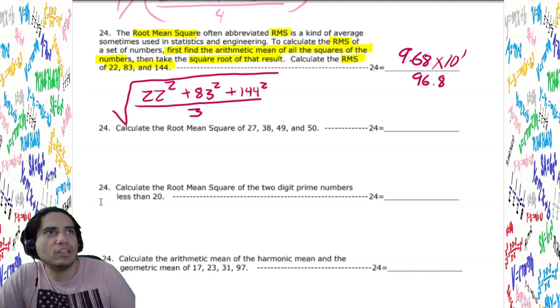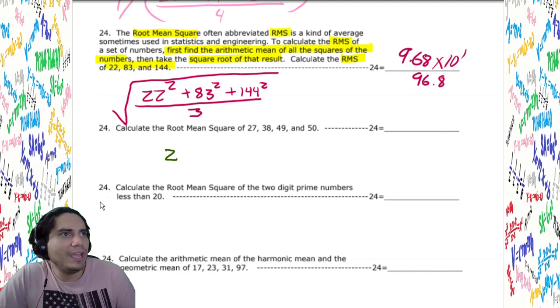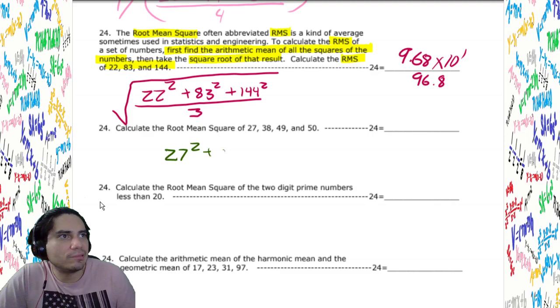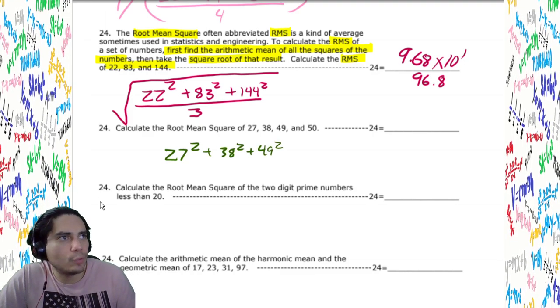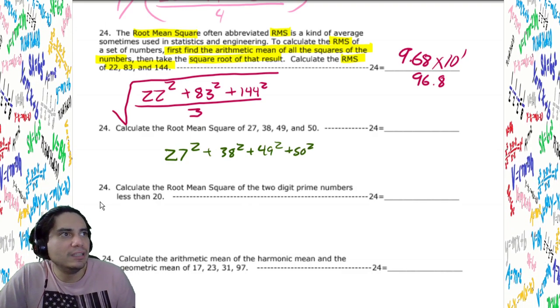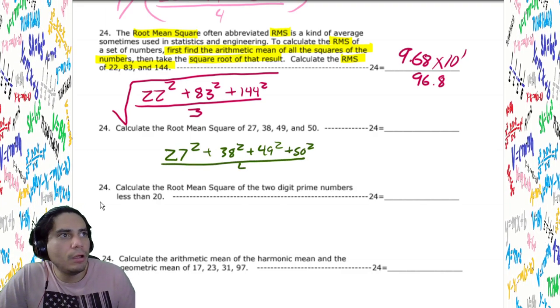All right, so this one, let's set it up. We're going to have 27 squared plus 38 squared plus 49 squared plus 50 squared. Divide it all by 4.